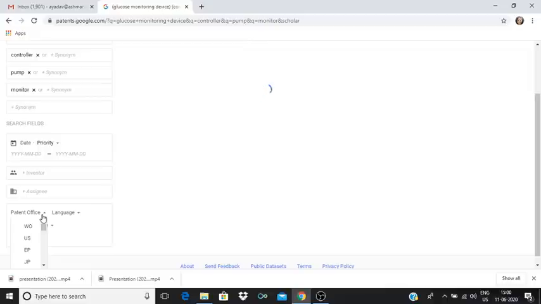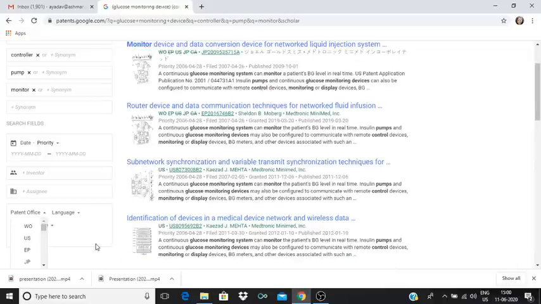This is a patent office. It could be WO, US, EP, JP. WO is your worldwide, US is your US jurisdiction, EP is your Europe, JP stands for Japan. You can also limit it by languages, English, German, Chinese, French. The status of the application, whether it is a granted application or it is a filed application.